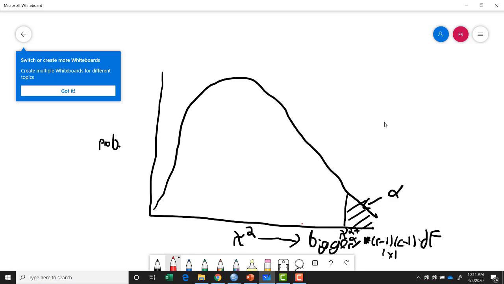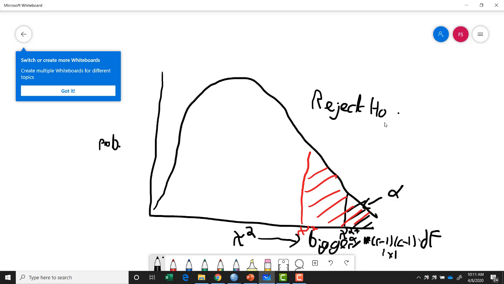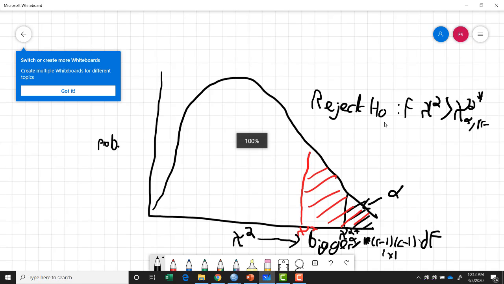So again, imagine we have a chi-squared, and obviously this is not in the rejection region. So we fail to reject because it's smaller than the critical chi-squared. So again, we're going to reject H0 if my chi-squared is greater than my critical value for alpha with R minus 1, C minus 1 degrees of freedom.